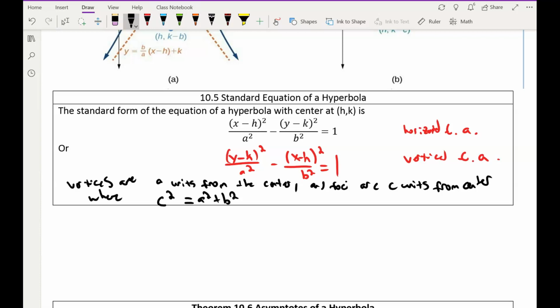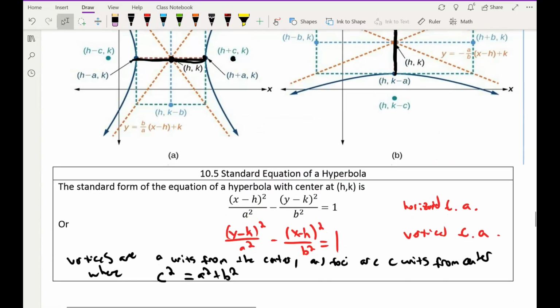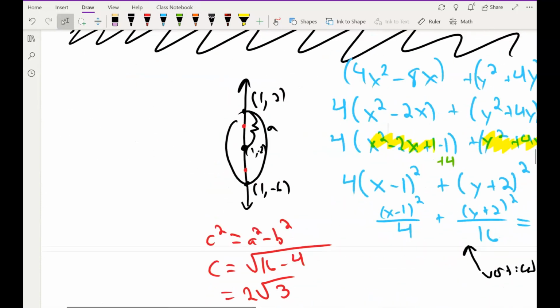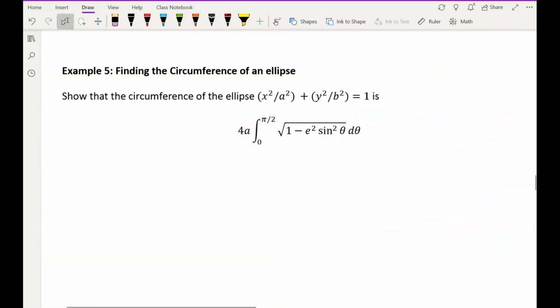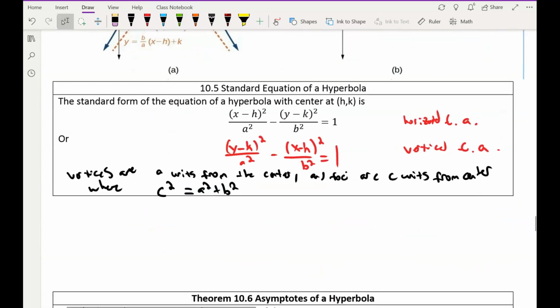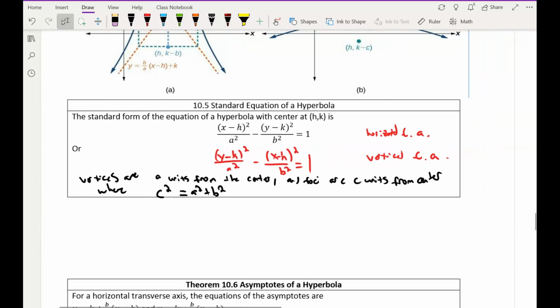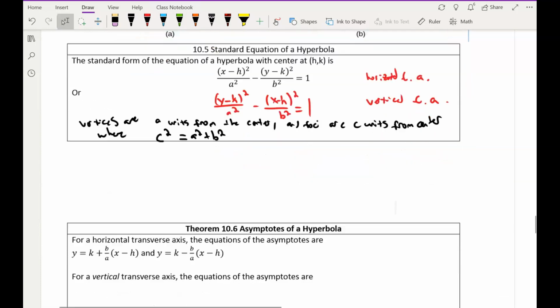Now the reason that's different is because in a hyperbola, the focus is going to be further than the vertex. That's not true in an ellipse. If we go back up to our ellipse here, remember that our focus is closer than the vertex. But the a value is still the distance to the vertex, and the c value is still the distance to the focus. So we're going to use this.